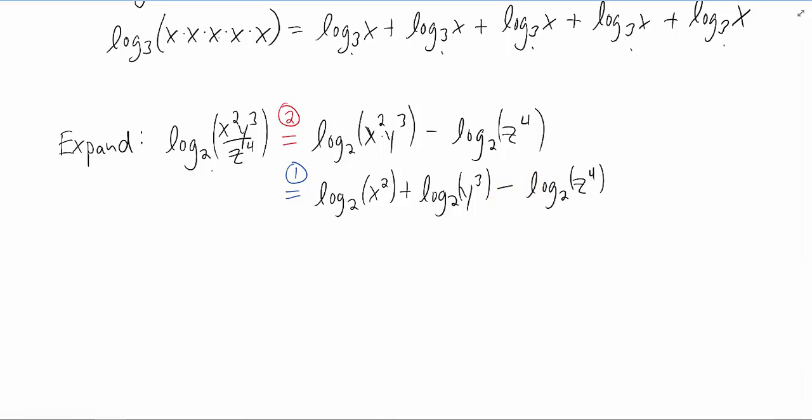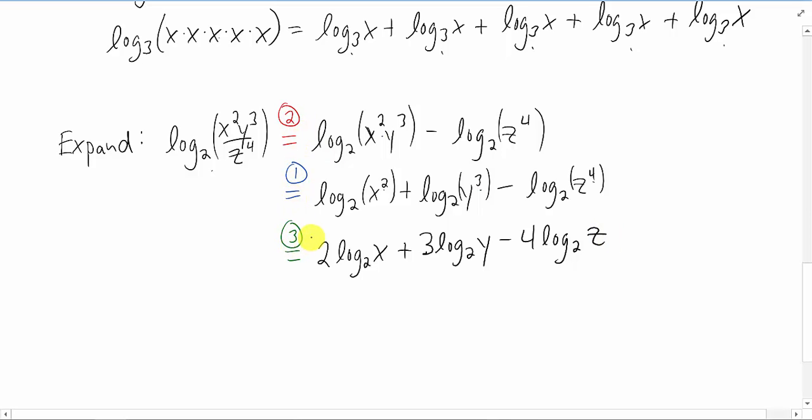Okay, now if we want to fully expand this logarithm, what we can do now is we can use the third property of logarithms, which says if you have a power on something inside of a logarithm, you can bring that outside. Okay, we've used all three properties in this example here. Now keep in mind that we can also reverse this process.